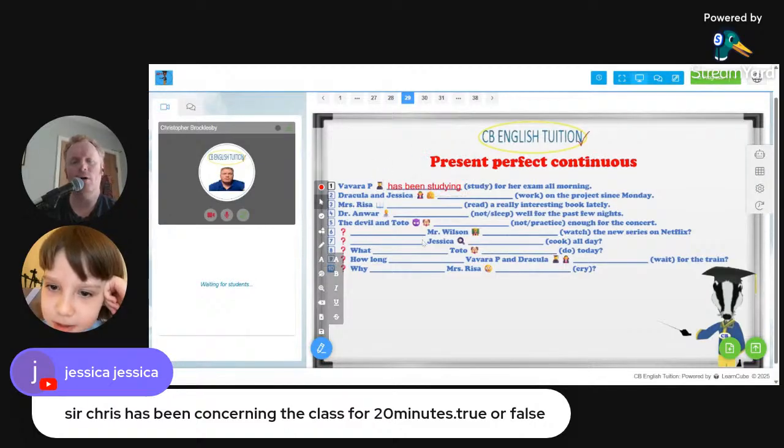Dracula and Jessica... Oh, are you doing another one? Hang on. Let's give somebody else the opportunity. Do you want to try and write, Varvara? Okay, I know this is a bit hard for everyone else because it's quite slow, but you can just maybe write the missing words in the comments. Number 2, Dracula and Jessica, what on the project since Monday?